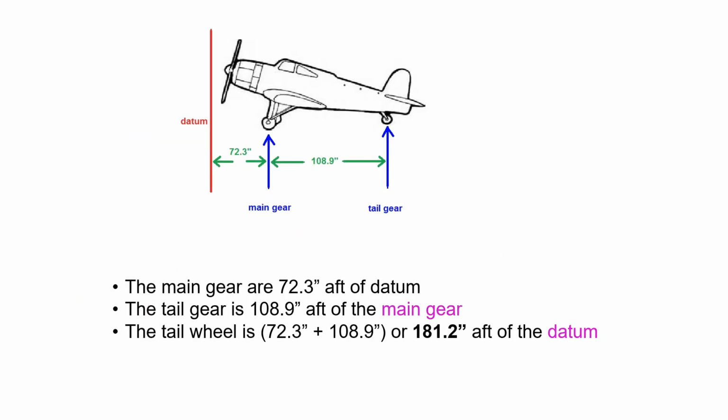In some instances, the location of one weighing point may be given in reference to another weighing point and not directly to the datum. When this occurs, we must find the location of that weighing point in reference to the datum. In the previous example, the tail wheel could have been listed as being 108.9 inches aft of the main gear. To find its distance from the datum, simply add the distance the main gear lies from the datum to the distance between the main gear and the tail wheel. In this example, we would add 72.3 inches to 108.9 inches to get 181.2 inches as the distance from the datum to the tail wheel.